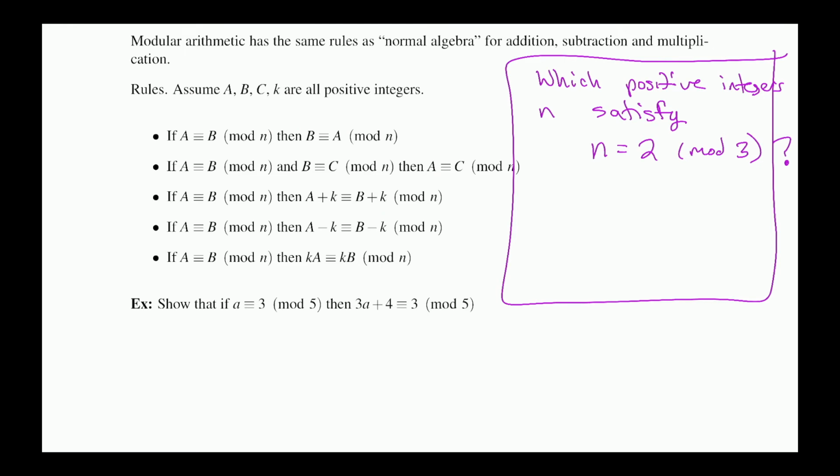Right? So first of all, you would need to understand what I'm saying there. When I say n satisfies this equation here, maybe I should write congruent, sorry. n is congruent to 2 mod 3. I'm saying that when you divide by 3, the remainder is 2, right? That's what I'm saying.